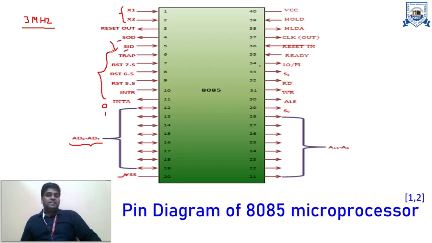VSS and VCC. VSS is used for the ground signal, and VCC is used for the plus 5 volt power supply. As I told you earlier, this is a digital processor, so it operates with some power. A plus 5 volt power supply is required. With the help of the VCC signal, the plus 5 volt power supply is provided, and VSS is used to provide the ground signal.